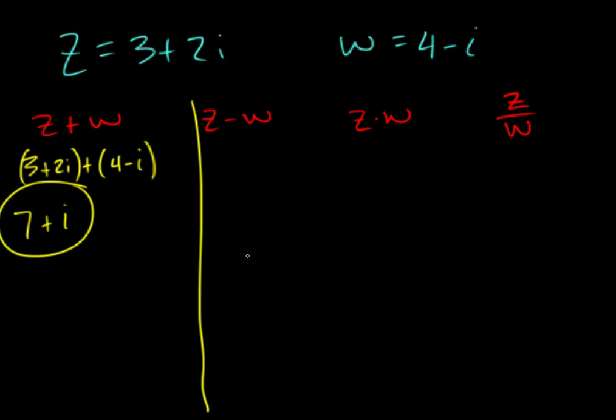For subtraction, it's very similar. 3 plus 2i, subtract 4 minus i. The only thing I would do is distribute the negative first. So notice how the first one doesn't change, but the second one does, and then it becomes an addition problem. So 3 minus 4 is negative 1, 2i plus i, that's 3i.